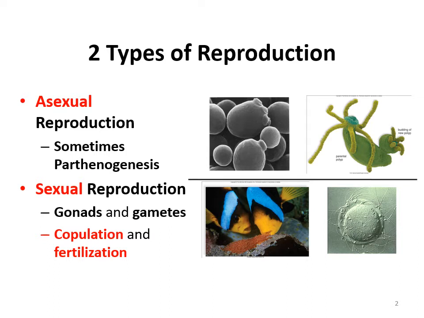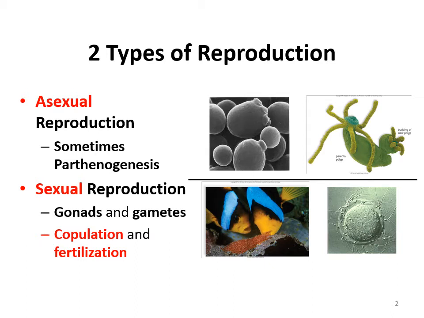Now, with sexual reproduction, there will be gonads and gametes. The gonads are the sexual organs. There are the testes and ovaries. And then the gametes are the sex cells that these organs produce. Testes are the gonads that produce sperm as gametes. And then the ovaries are the female gonads that produce ova or eggs as their sex cells.